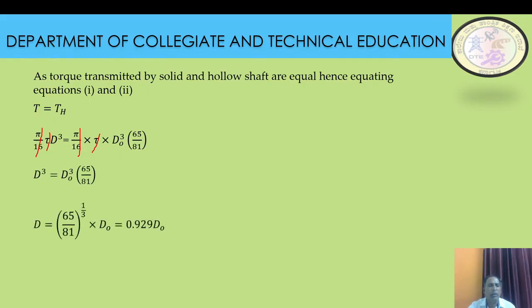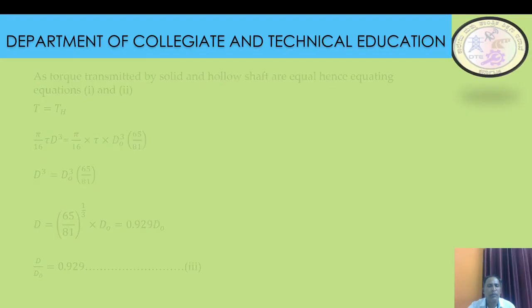Therefore d is equal to (65 by 81) to the power of 1/3, that is the cube root of 65 by 81 into DO, because the cube root of DO cube is DO. So (65 by 81) to the power of 1/3 is 0.929 DO, and therefore d by DO is equal to 0.929. Call this equation 3.